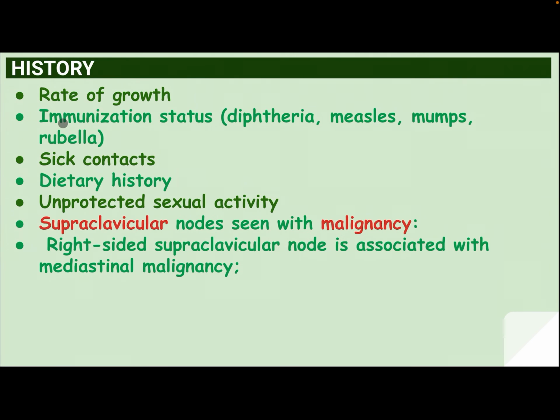Rate of growth, immunization status: diphtheria, measles, mumps, rubella; sick contact, dietary history, unprotected sexual activity. Supraclavicular node is seen with malignancy. Right side supraclavicular node is associated with mediastinal malignancy.